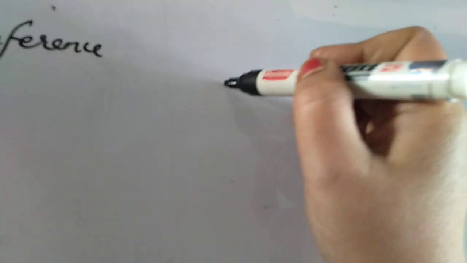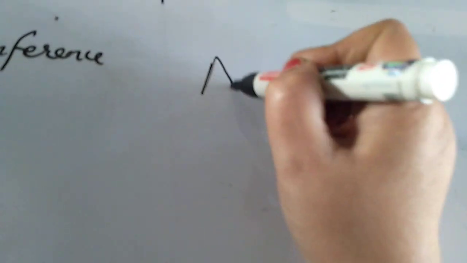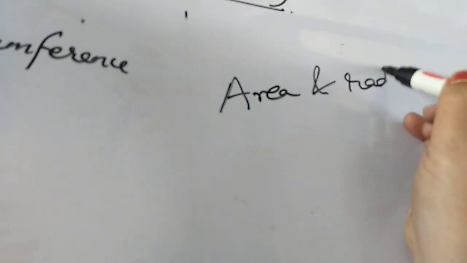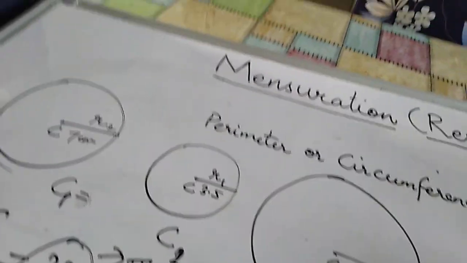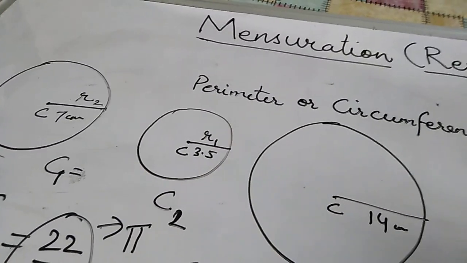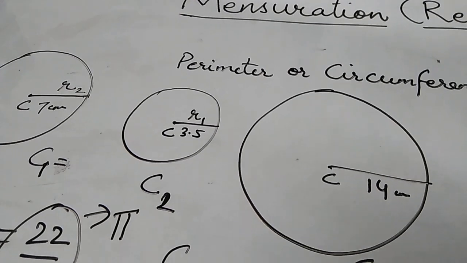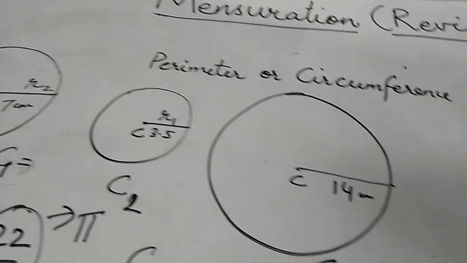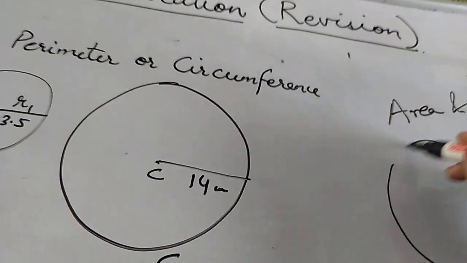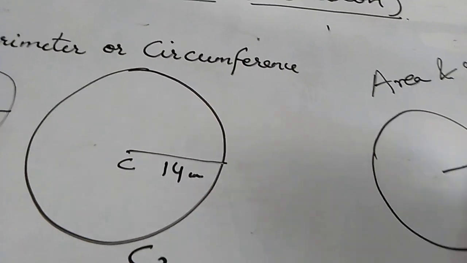Similarly, he found the relation between area and radius. He took a graph paper, and the same process he did on the graph paper. He drew circles of different radii on a graph paper, and then he counted the number of squares inside. Yes, to find the area, you need to count it.